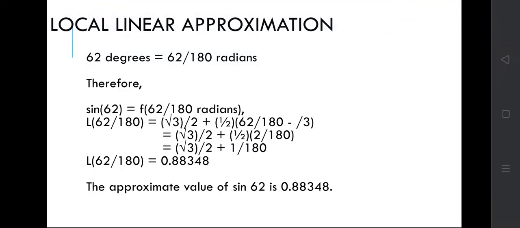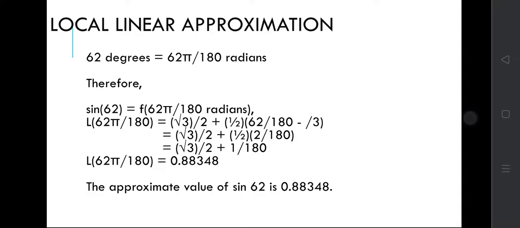So, 62 degrees is equal to 62 pi. Wait, let me edit that. There, I've added the pi. So, 62 degrees is equal to 62 pi over 180 radians. Therefore, the sine of 62 degrees is equal to f of 62 pi over 180 radians. So, let us find the function where x is equal to 62 pi over 180. That is our linearization.